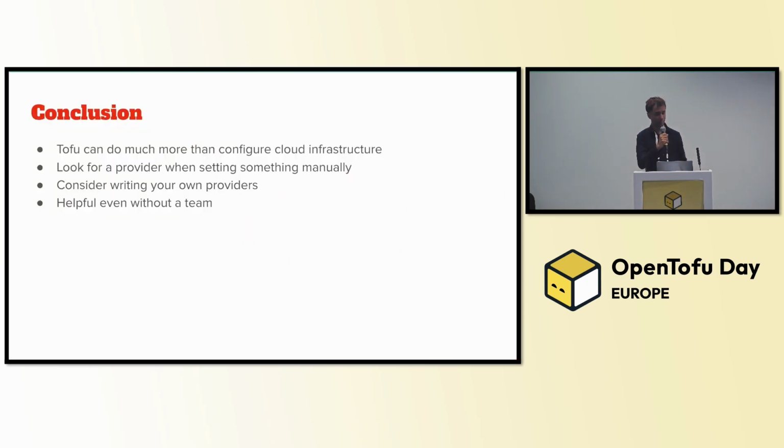So in conclusion, I feel Tofu can do way more than just configure cloud infrastructure, and it's really useful if you take advantage of that. When there's something you think you want, there might already be a provider for it. The registry is huge. And if there isn't, it's not that hard to write a provider, so I would definitely consider writing one.